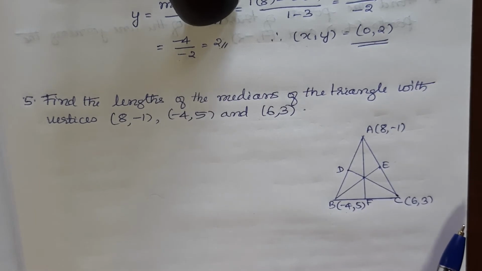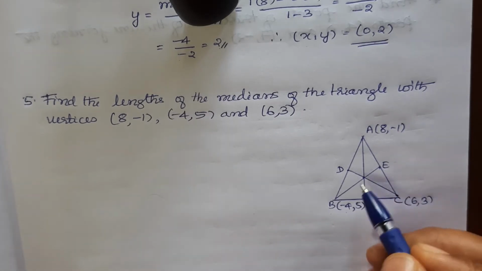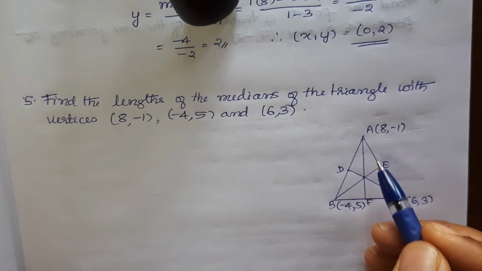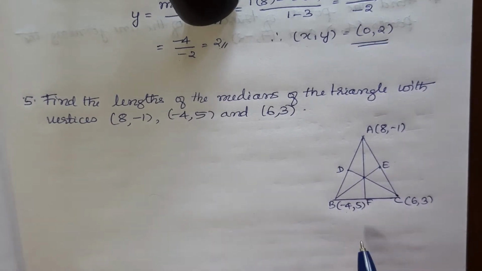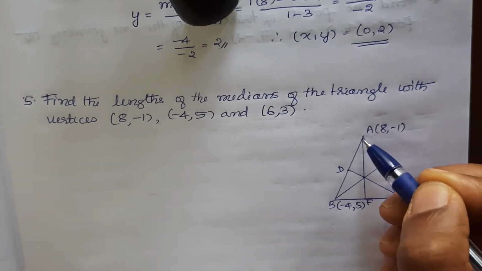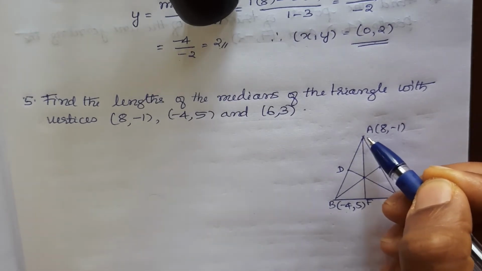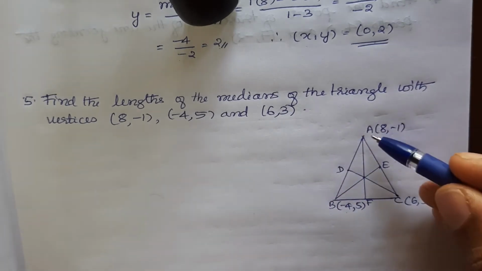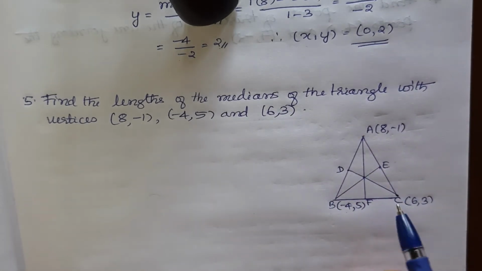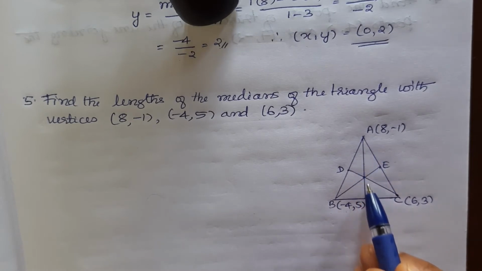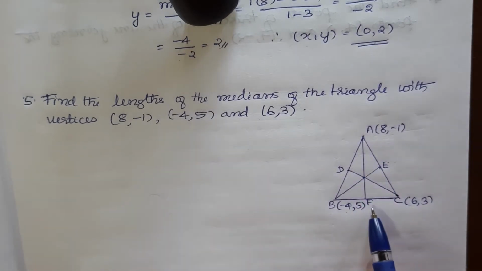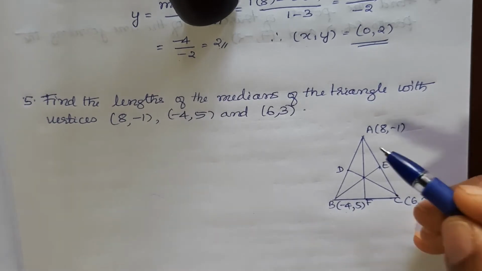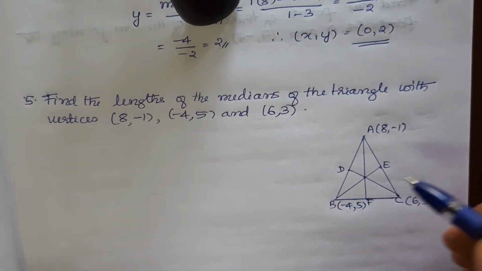Now what do you mean by a median? I have to find the length of the median here. There are three medians. A median is nothing but a line joining a vertex and the midpoint of the opposite side. If I take the vertex A, the median will be the line joining the vertex A and the opposite side BC. Therefore, it is a line joining the vertex A and the midpoint of BC, which I have called F. Therefore, AF is one median.